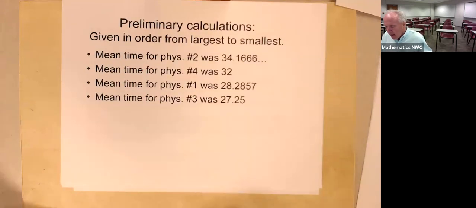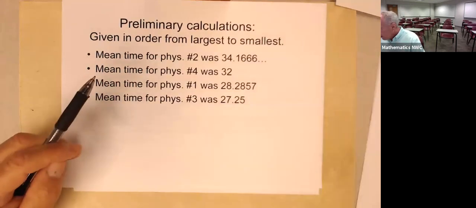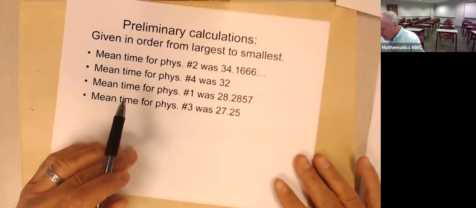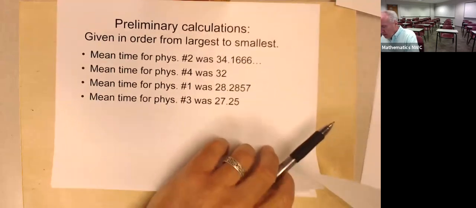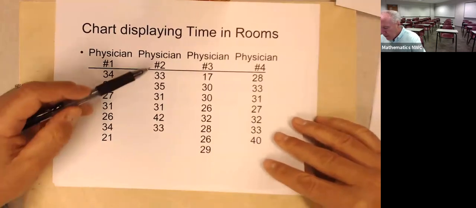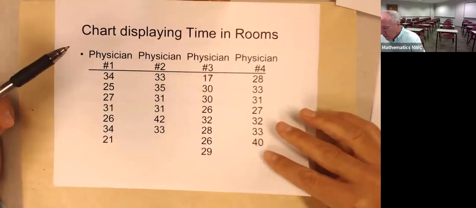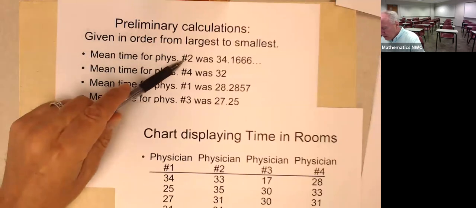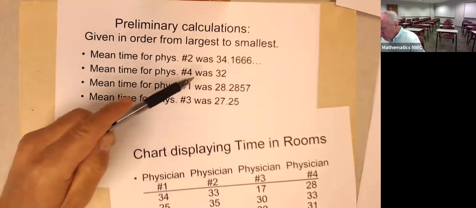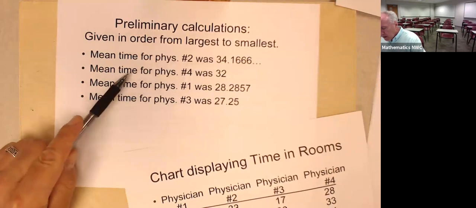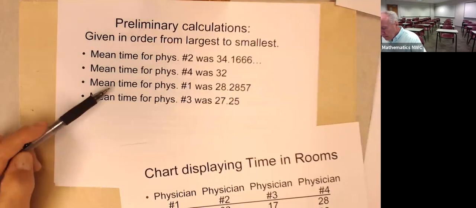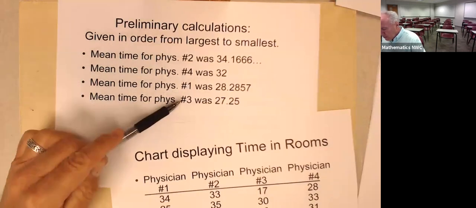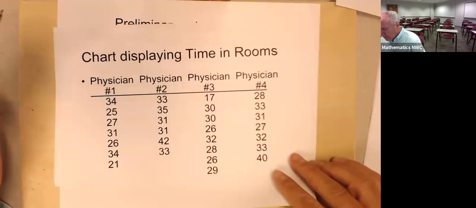The data that we had, this takes us back here a moment. Back to these, if you recall, the 4 physicians. The mean of number 2 was the greatest one. The mean for number 4 was second greatest. Mean for number 1 was third, and the mean for number 3 was the smallest.